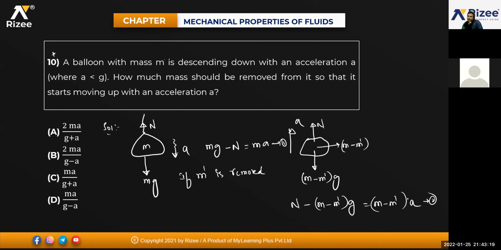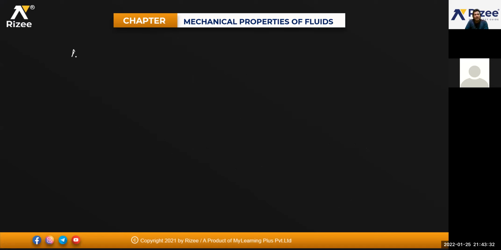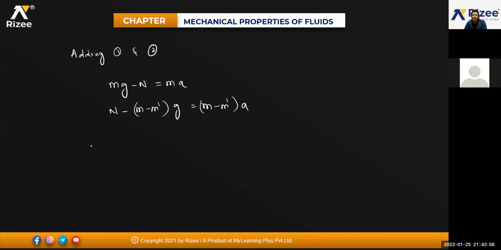Now, can you solve equations 1 and 2 and see what answer you get? Add these two equations. The first equation is mg minus N is equal to m into a. The other equation is N minus (m minus m dash) into g is equal to (m minus m dash) into a. Add both of them.